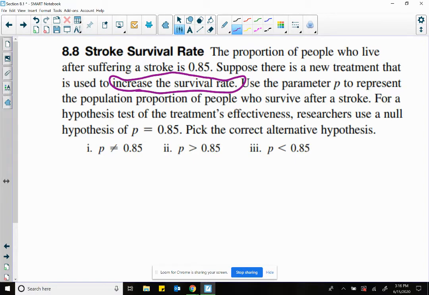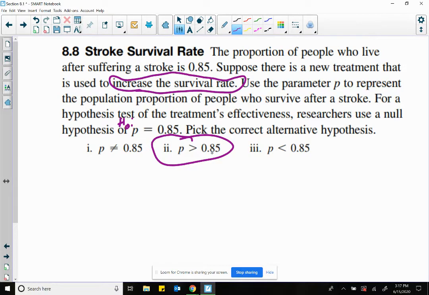Use the parameter P to represent the population proportion of people who survived after the stroke. For a hypothesis test of the treatment's effectiveness, researchers use the null hypothesis. So right there is the null. So here's H naught. Okay, they want to know which one is the correct alternative. Well, since we want to increase the rate, the only one that is correct is number 2. P greater than 0.85, because we want to increase the survival rate for people.